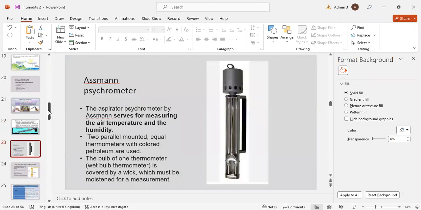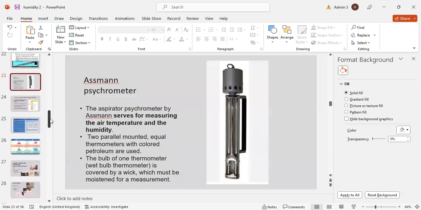Assmann psychrometer. The aspirator psychrometer by Assmann serves for measuring air temperature and humidity. Two parallel mounted equal thermometers with colored petroleum are used. The bulb of one thermometer, the wet bulb thermometer, is covered by a wick which must be moistened for the measurement.